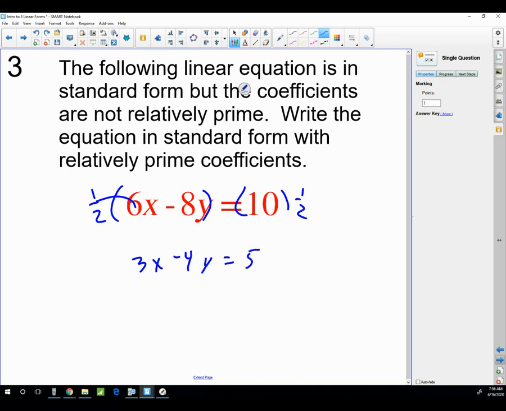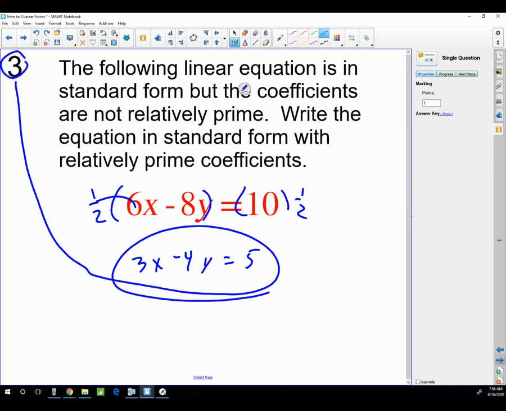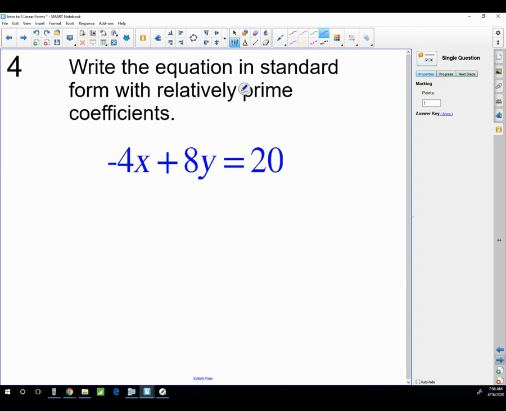All right, so at Socrative, number 3, I want you to type that in. 3x, don't hit the space bar, okay? No spaces, no spaces. Can't account for that. Number 4, all right, write the equation in standard form. It's not in standard form because the coefficients aren't relatively prime, and that's negative. So what we would need to do in this one is multiply both sides by -1/4 because 4 is the biggest number. It's negative. So that would be x minus 2y equals -5. All right, hopefully that's right.